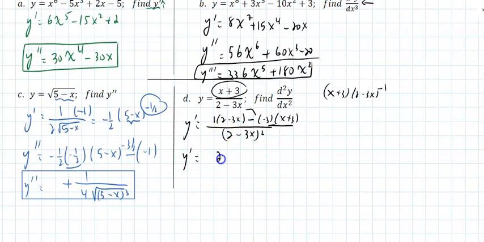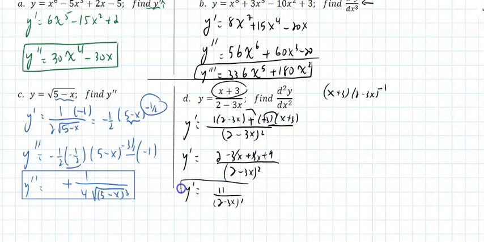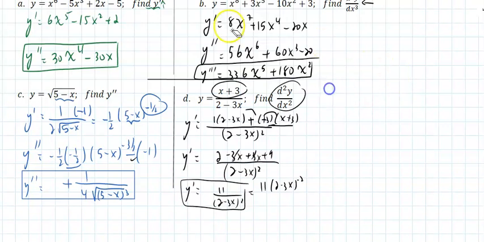So that's going to be 2 minus 3x. Negative times the negative is a positive, plus 3x plus 9. So y prime would be 11 over 2 minus 3x squared. Now that's one derivative. I need a second derivative. I could write this as 11 times 2 minus 3x to the negative 2, just like I did here. But I am going to do the quotient rule in this case. This way you see both, and again, it's up to you.